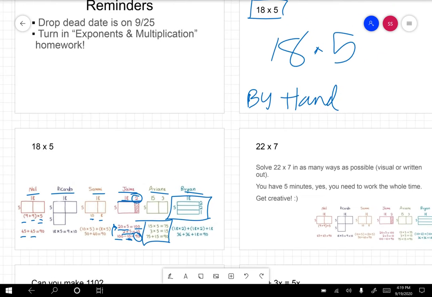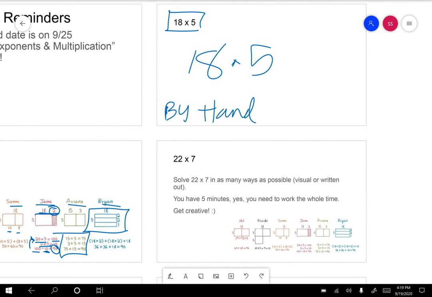What I want you to do now that you've seen those examples and also done one by hand, I want you to do one more of these by hand. Okay, so you're going to do 22 times 7. Solve 22 times 7 in as many ways as possible, visually or written out. So this would be like a visual, and that would be like written out. Okay. I want you to time yourself. Actually do it, let's say 3 minutes. Okay. Time yourself for 3 minutes. Try and do as many as you can. Okay. Just to get our brains working.